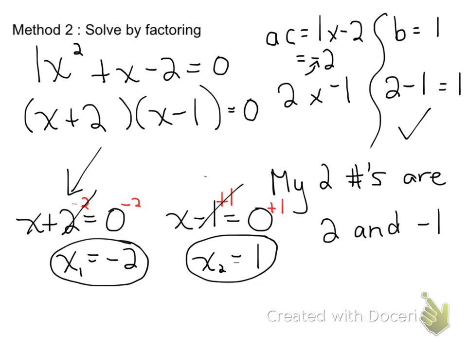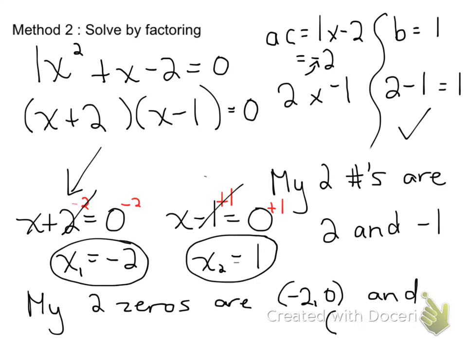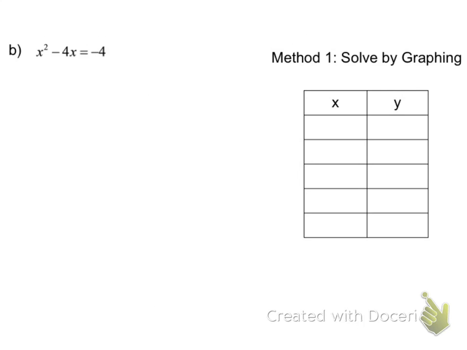So it's important for you to remember how to solve since we're at this point. And then you would just write a concluding sentence again. My two zeros are -2, 0, and 1, 0. So there are two ways to solve. You can choose the method that you prefer, unless I specifically ask to solve by graphing or to solve by factoring.